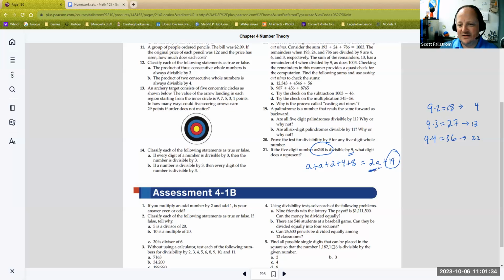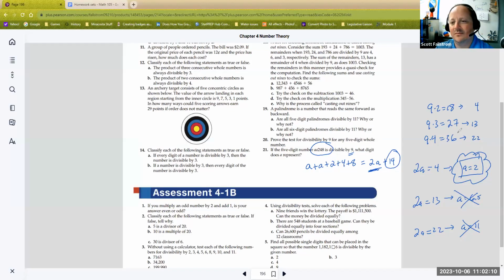So what you're looking at then is this 2A. 2A could equal 4. 2A could equal 13. And 2A could equal 22. From the first one, you'd be able to say A must be the number 2. So that's possible. For the second one, A would have to be 6.5. But you can't have a single digit represent 6.5, so we have to toss that one. And the last one would say A is equal to 11, which is great, but A is a single digit, so I have to cross that one off. So it turns out there's only one number that's going to make that entire thing divisible by 9.